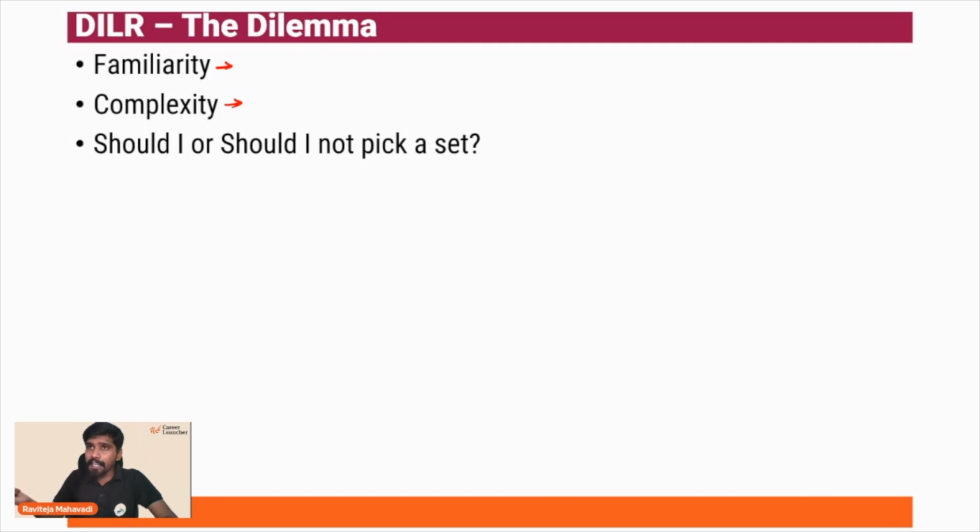The flip side is that I know how to solve the set and it is going to be easier, or I can guess that I should probably be able to solve that question in 10 minutes or 12 minutes. Then yes, it is a go kind of a question, a pick-me kind of a question. Otherwise it is not. So the two things that mainly matter here are familiarity and complexity.